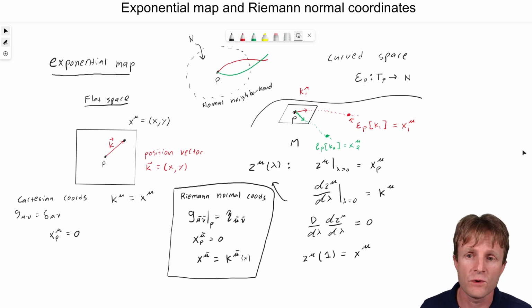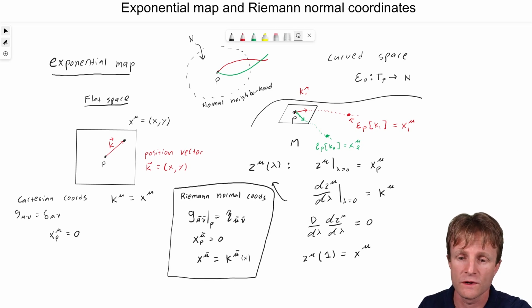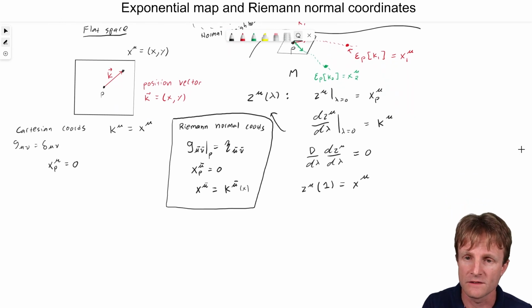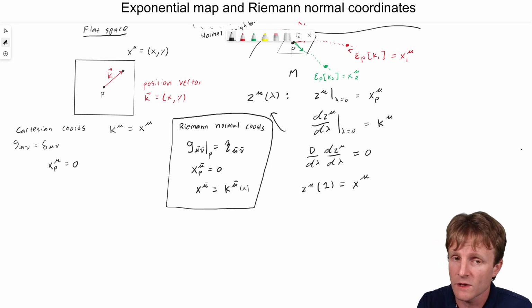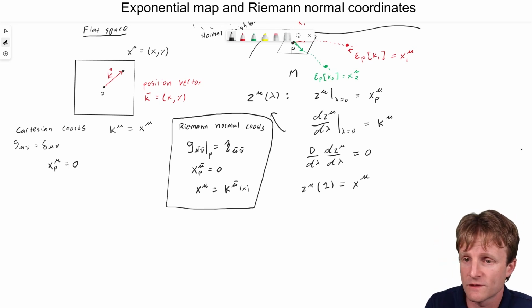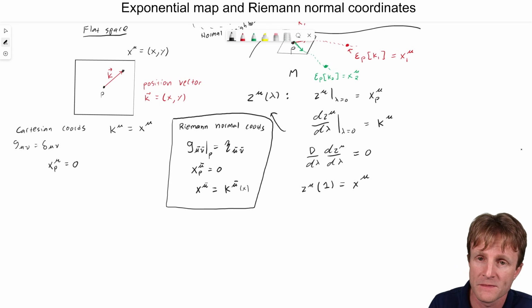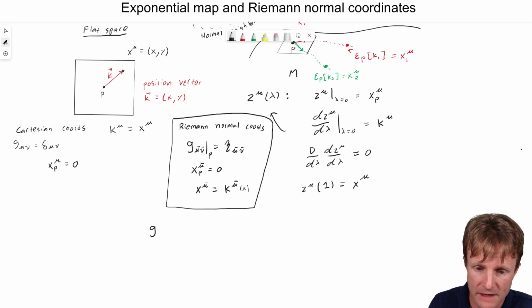Now you can see, of course, that they are kind of like Cartesian coordinates because, well, the metric is taking its Minkowski form at the point P, but they're even more like Cartesian coordinates, which you can suspect from their definition, and you can see from a calculation.